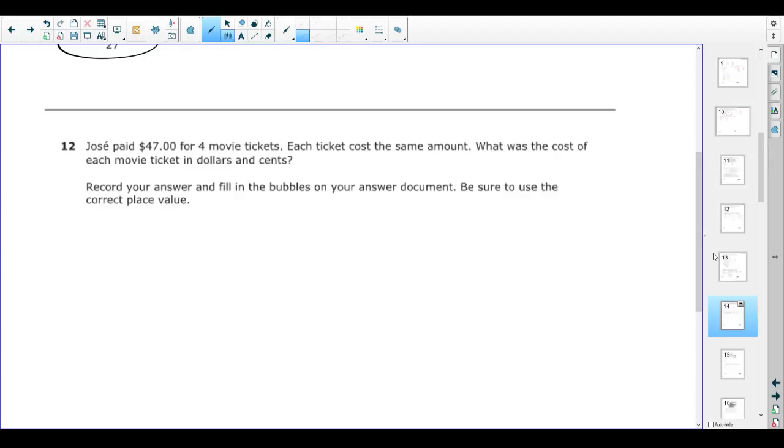And number 12, they paid $47 for movie tickets. Each ticket cost the same amount. What was the cost of each ticket in dollars and cents? The easy question for you. If it's 47 for 4 and they're the same cost, how much is 1? So this is a unit rate question, and unit rate means divide. So all you had to do to get this correct was successfully divide 47 by 4.